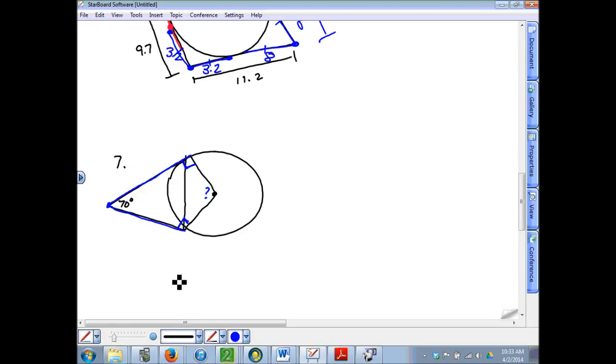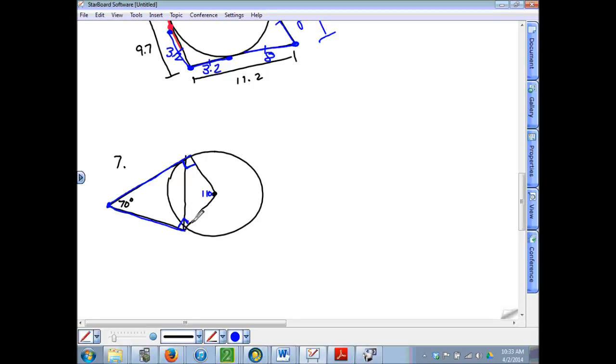Wouldn't that help us find that missing angle there? It's not, but it's helpful. What's 90 plus 90 plus 70? 250? So then if we subtract that from 360, we get 110. So this angle is 110.